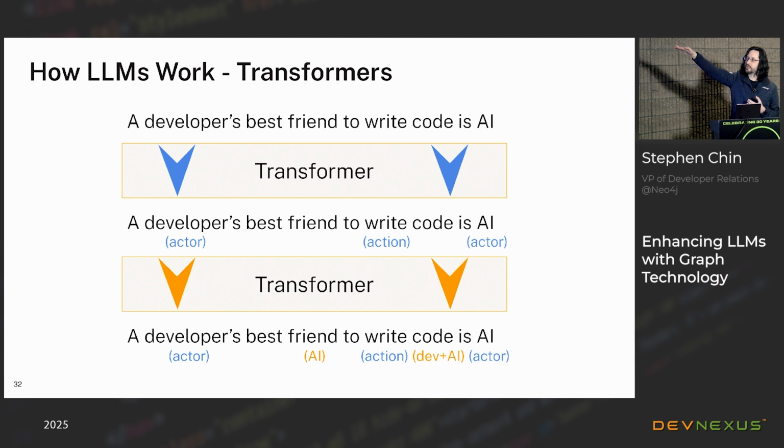So in this case, it may be finding nouns and subjects, or subjects and verbs. The next transformer may be creating relationships between things. So the friend is the friend of AI. The code is written by the developer and AI, so it has a relationship to both.